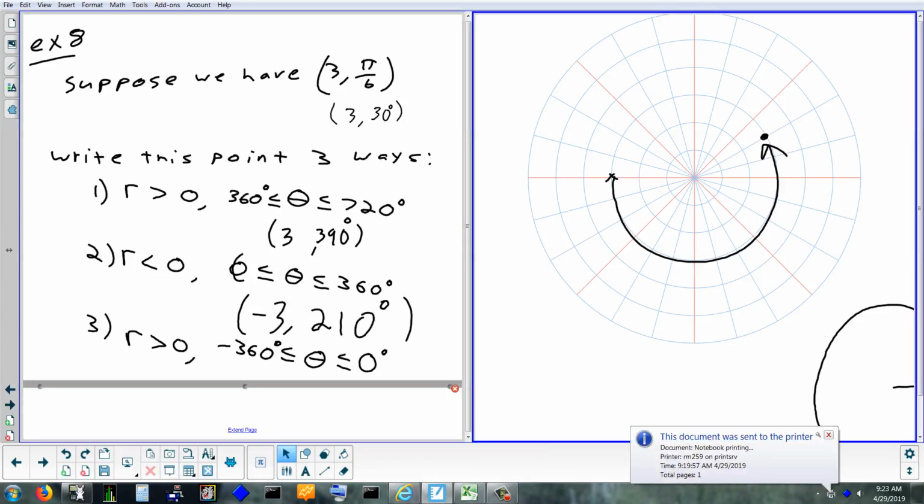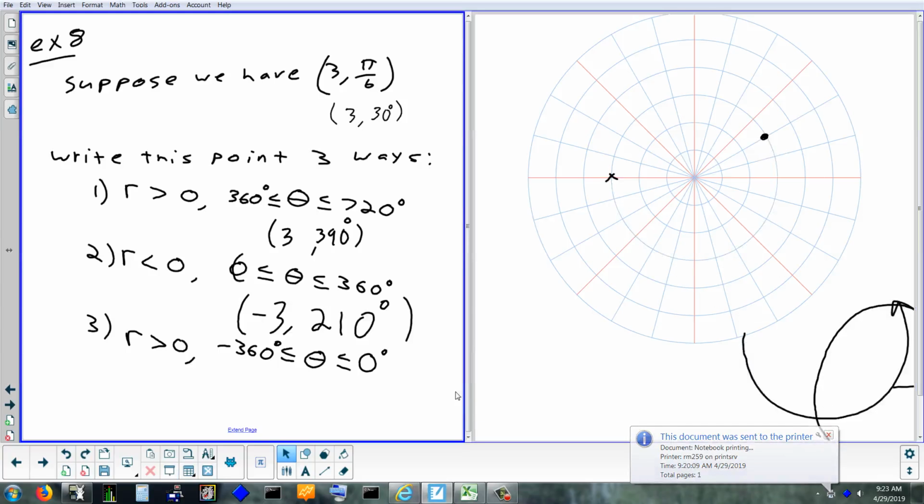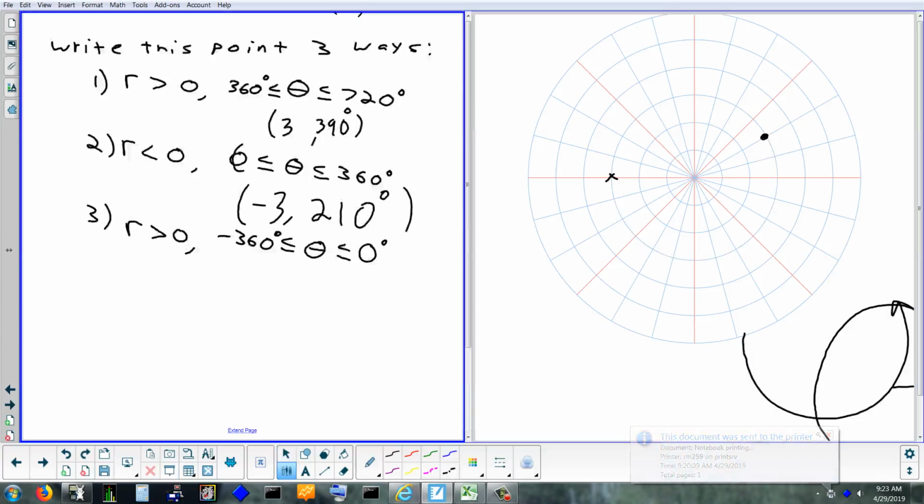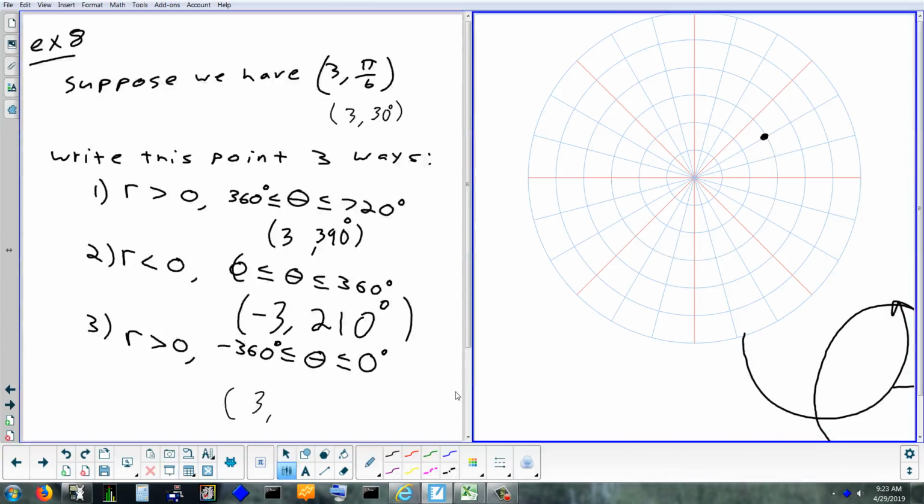All right. And let's do it one more way. Last way. They want r greater than 0. So how about Kayla? If r is going to be greater than 0, what does it have to be? 3. It's got to be 3. If it's not 3 or negative 3, you're not on the third circle. So we're starting from here, and negative means we're going to go which way? Clockwise. We're going to take the long way around.